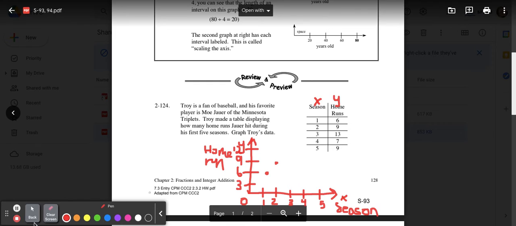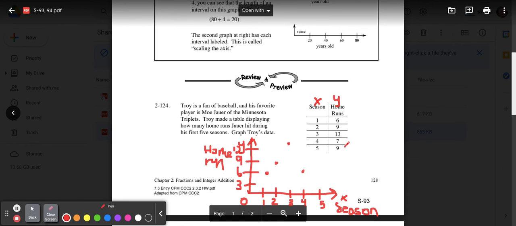In my third season, there are 13 home runs. So I'm going to say season 3 and go up. And this is going to be an estimate. It's slightly above 12, so 13 home runs. Season 4, we go back down to 7 home runs. So season 4, right above 6, 7 home runs.